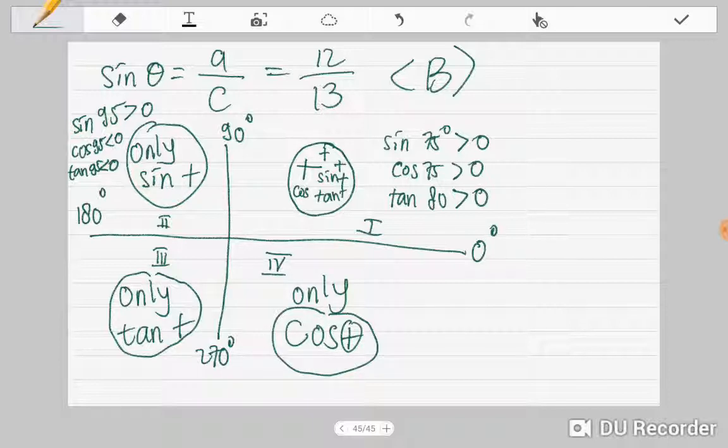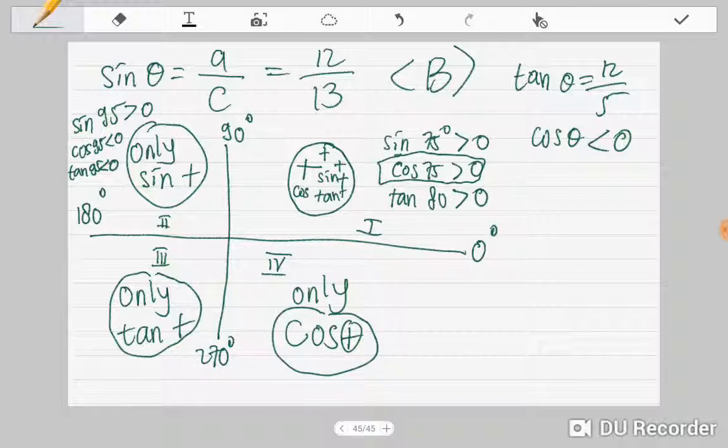Now, in this question, it says that tan theta is equal to 12 on 5 and cos theta is less than 0. So we definitely know that it's not in the first quadrant, because cos theta is already less than 0, so it doesn't fulfill the requirement that everything has to be greater than 0.